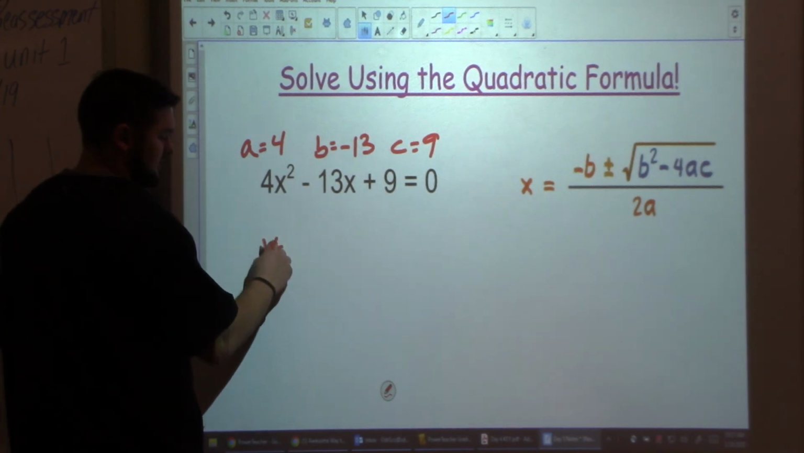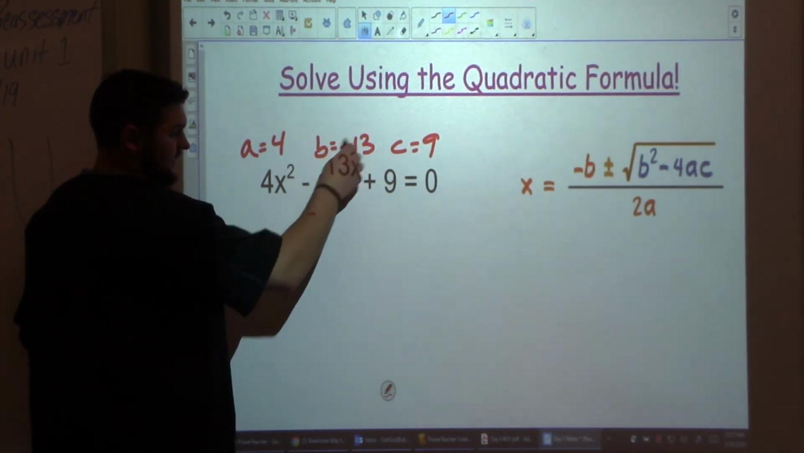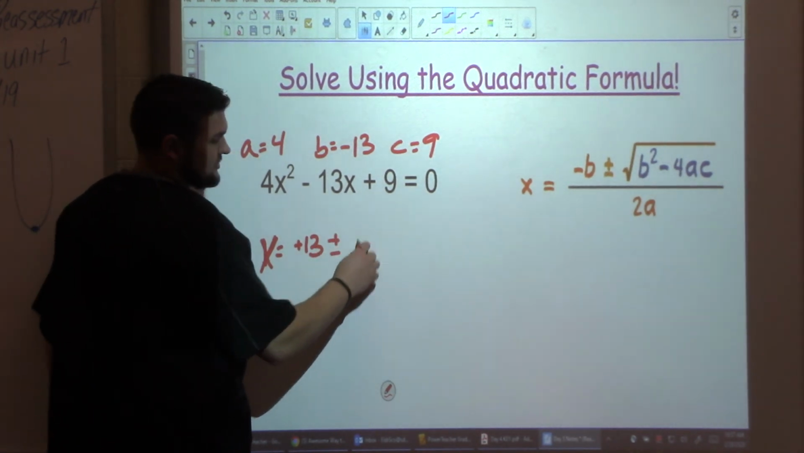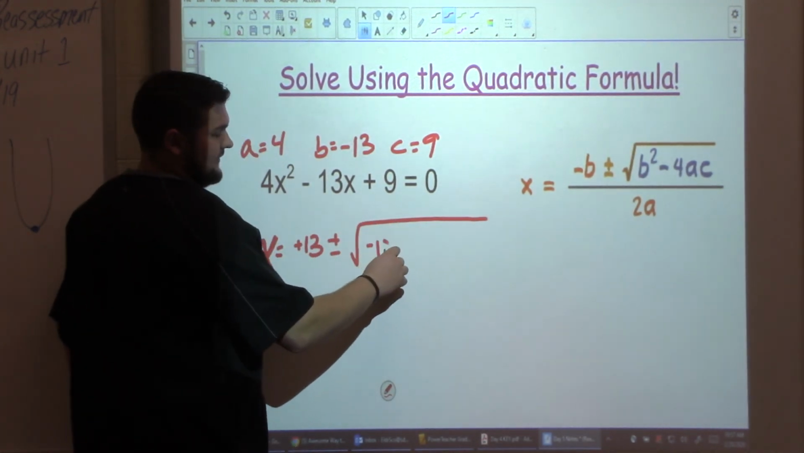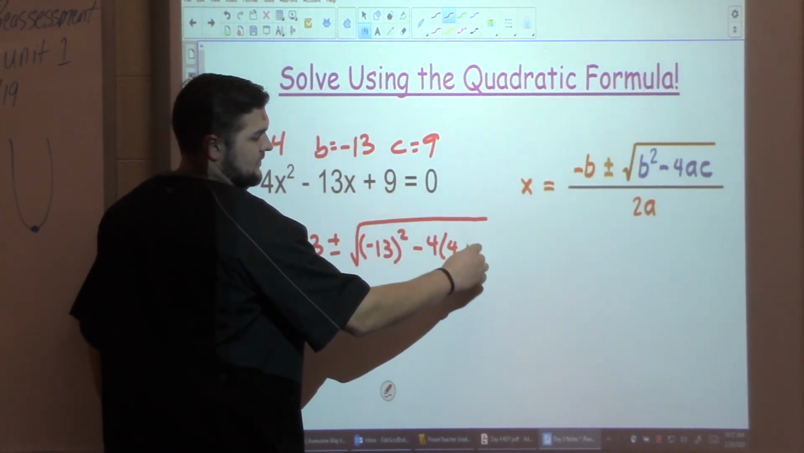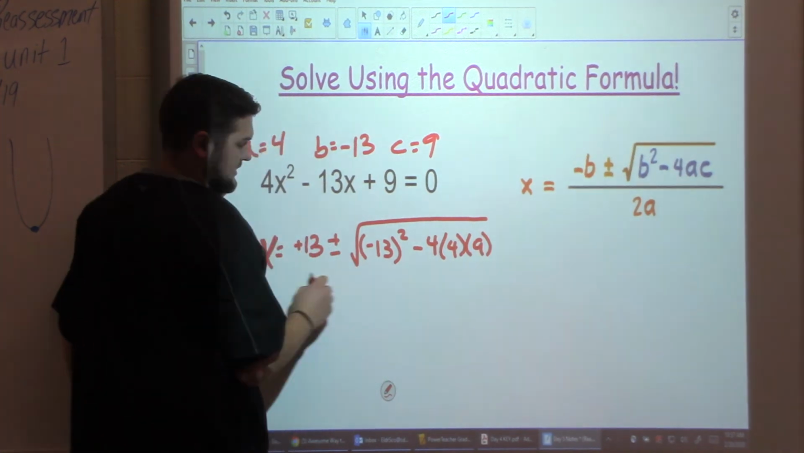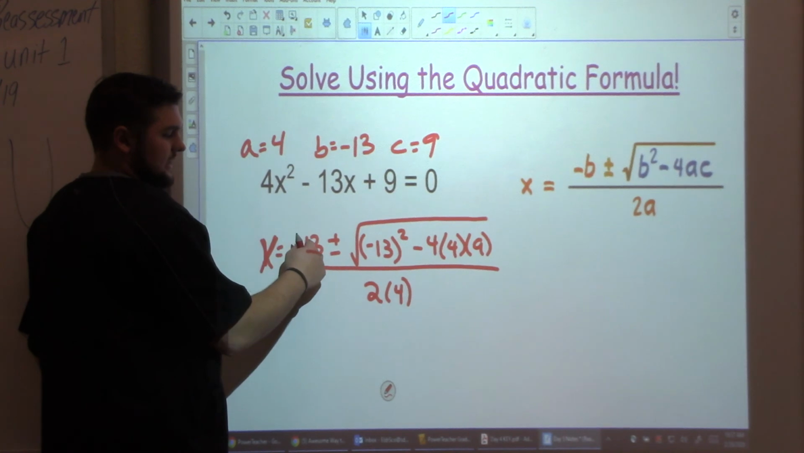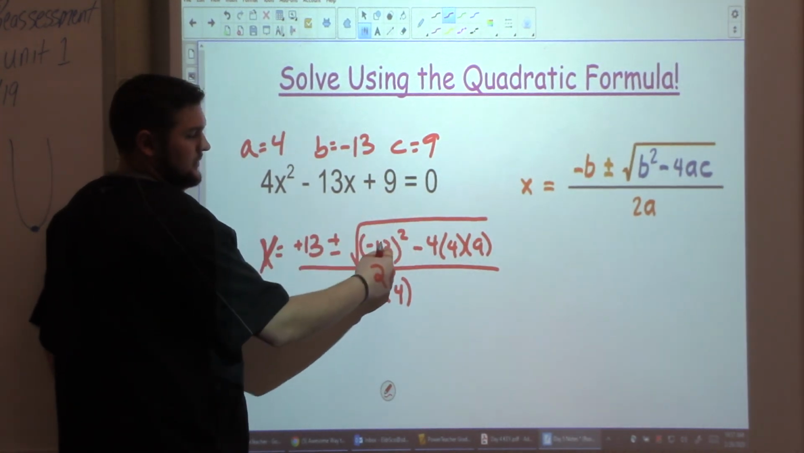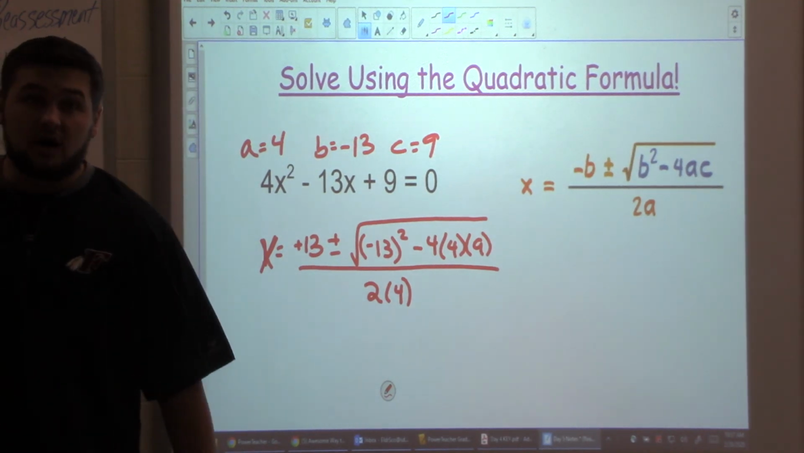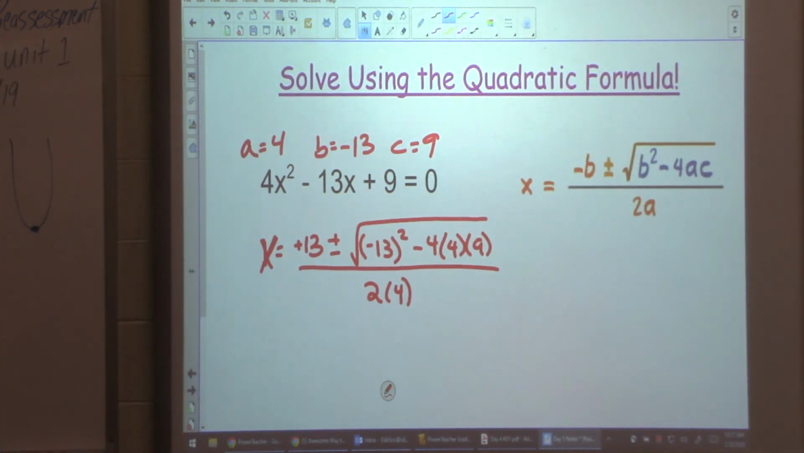x equals negative 13 gives us a positive 13, plus or minus the square root of negative 13 squared, minus 4 times 4 times 9, all over 2 times 4. Negative b plus or minus the square root of b squared minus 4ac, all over 2a. All we do is plug our values in. And from here, guys, once you plug them in, it's all solving.